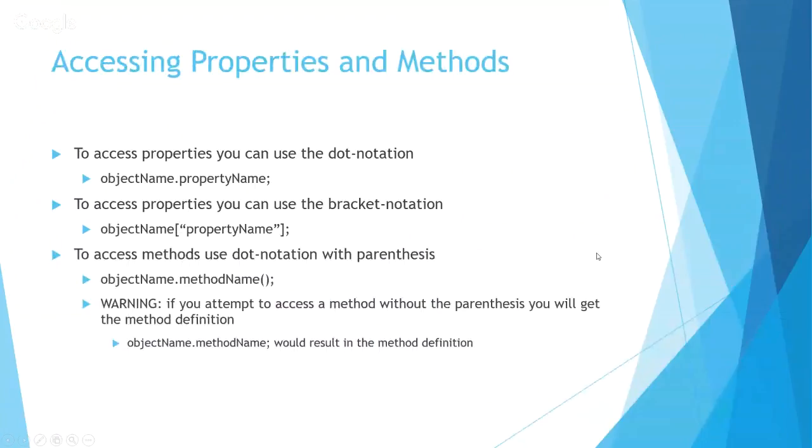Accessing properties and methods. There are a few ways to access properties and methods, or properties in particular, not methods. Properties can be accessed using dot notation, object name dot property name, or using bracket notation, object name square brackets, property name. To access methods, you have to use dot notation with parentheses. If you don't use the parentheses when accessing the method, you will get the method definition. So you've got to be careful of that.